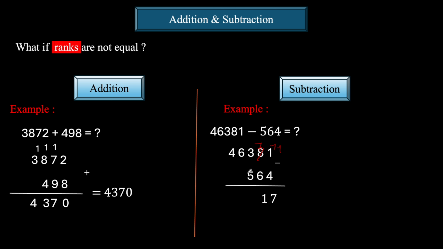Have 1. 3 minus 5 doesn't work. So we take 1 from here. We have 5. Here we have 13. 13 minus 5, 8. Here we have 5. Because here, if you have no number, you can just put 0. And 4 minus 0 is also 4.